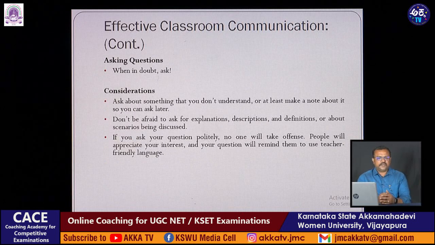Then asking questions. When in doubt, go for asking a question. Ask about something that you do not understand. Do not ask a question to judge someone, whether a student or an audience. Never try to raise a question to judge a speaker. If you have a doubt, if you need a clarification, if you have queries, then go ahead and ask a question.